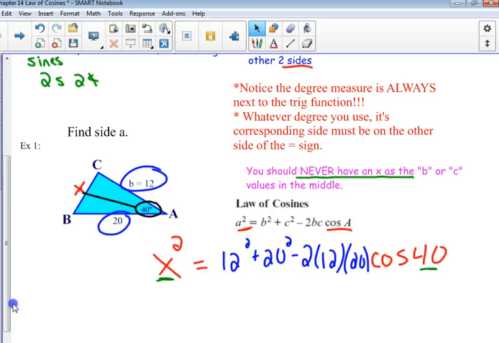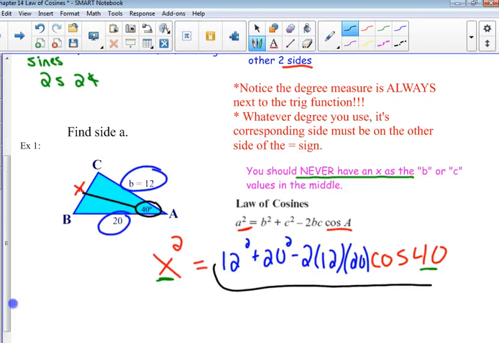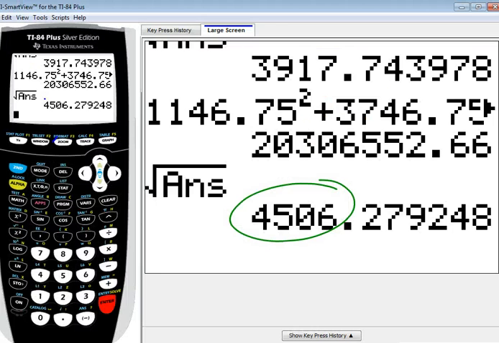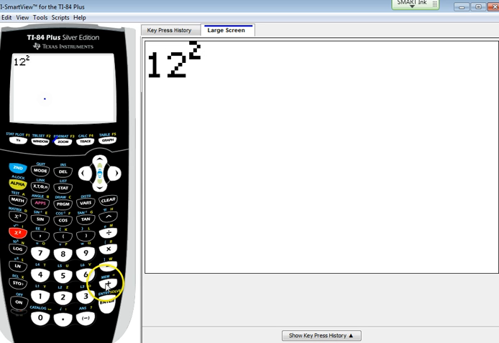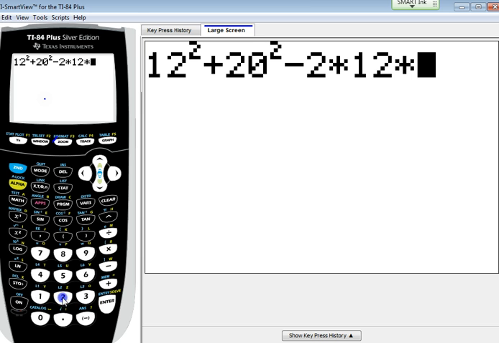Now when you look to plug this in, there are no letters over here. We have no variables, so I would plug this in all at one time. Then you have to take the square root. Alright, so 12 squared plus 20 squared minus 2 times 12. Now I'm going to choose 12.